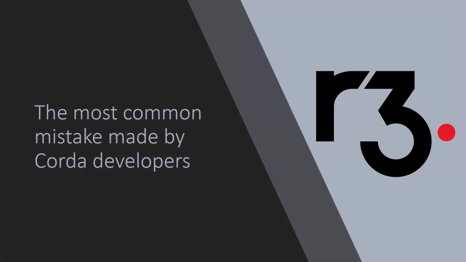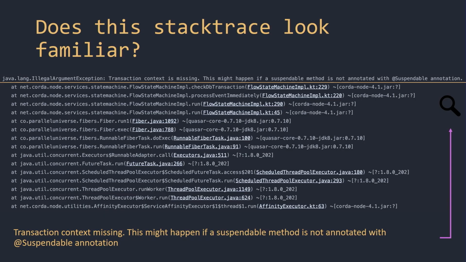So on to the first section, which is what I think is the most common mistake Corda developers make. Well, I hope so anyway. Does this stack trace look familiar to anyone? If it doesn't, then I've completely screwed this up. Personally, I've seen this stack trace way too many times, especially when I was starting out with Corda.